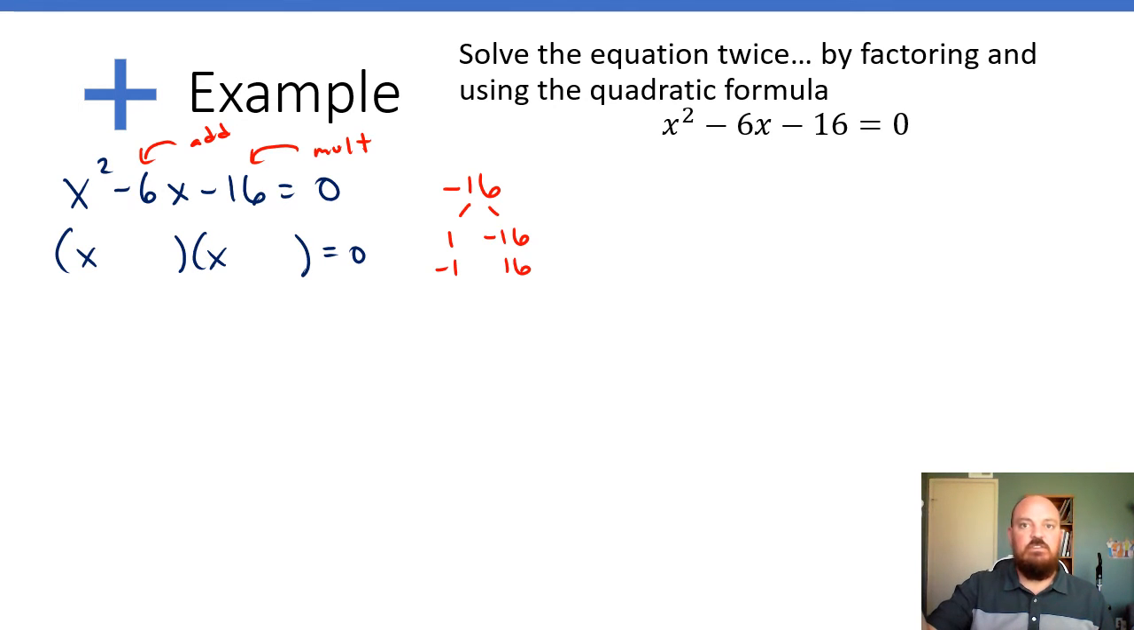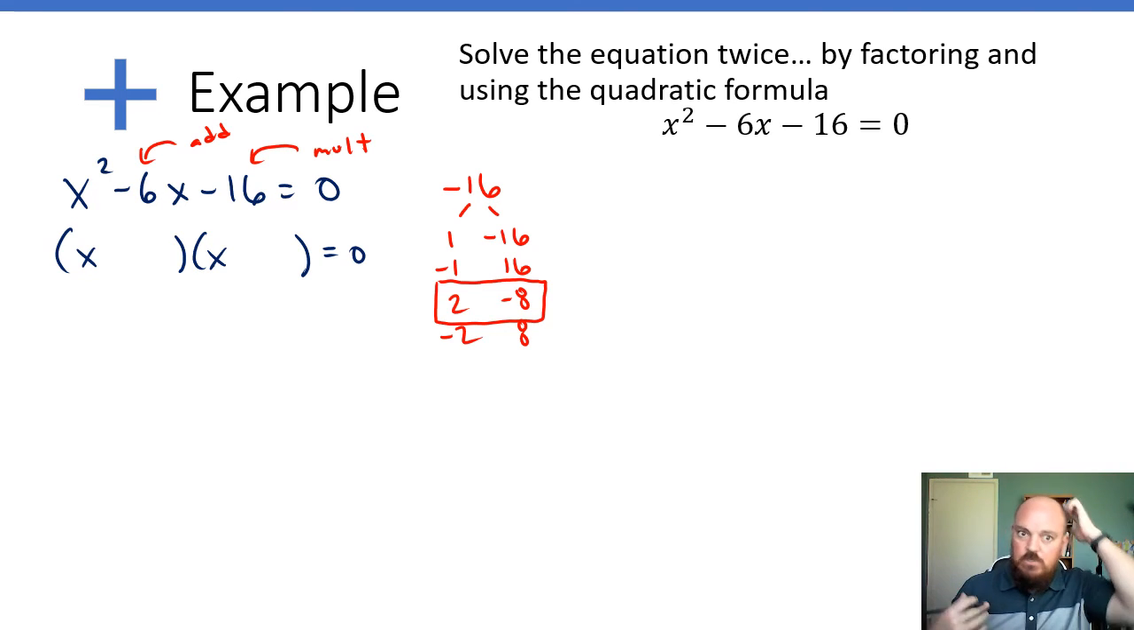Now, as I'm mentally checking, neither of those adds up to negative 6. The first one is negative 15. The second one is positive 15. So then I try 2 times 8. Could be 2 times negative 8, or negative 2 times positive 8. And actually, this one right here is the one I want. So I'm going to stop my list. I could keep going, because 16 is also 4 times 4. But once you've found the one that works, you don't have to finish that list. We're just looking for the numbers that multiply to negative 16 and add to negative 6. And I found them. It's positive 2 and negative 8.